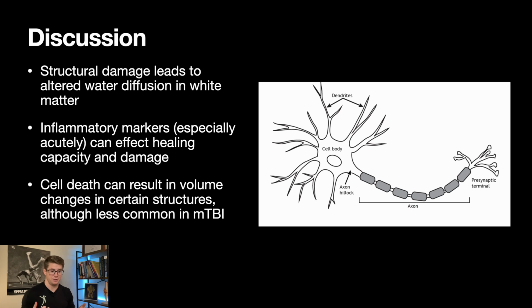And then cell death, even though we mainly see it in moderate to severe brain injuries, some of the volume changes can occur. They've seen this in human studies. So this is something that they're probably going to investigate in the future, or continue to investigate and see if there's any relationship there. So overall, this is kind of what we're looking at when we talk about that subacute phase of mild traumatic brain injuries.